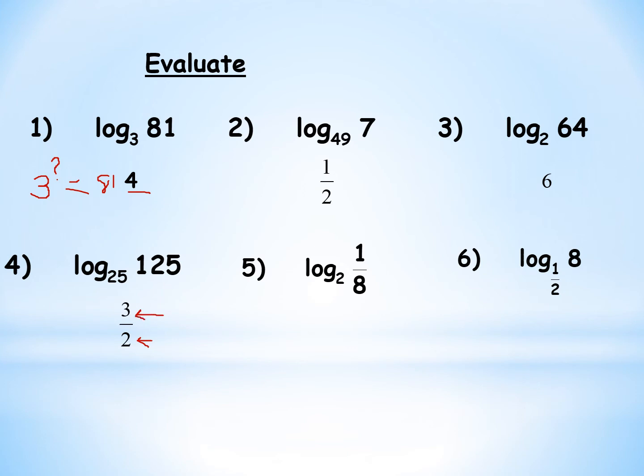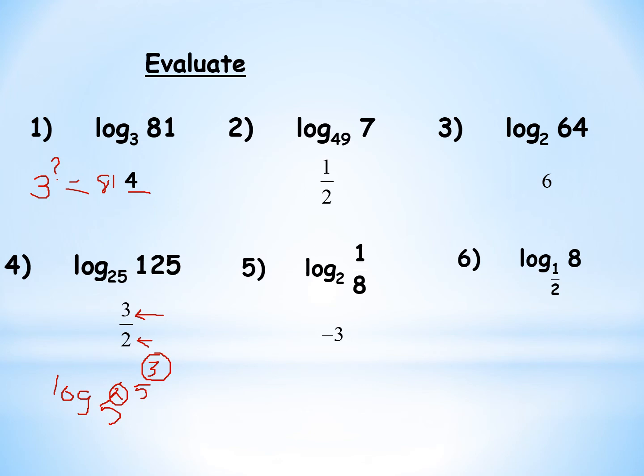Another way to do these is to write it in its base form. So you can write this as log 5 squared, and then write 125 as 5 to the 3rd. I'm not writing it very well, but I think you get the idea. And then your answer will always be this divided by this, so 3 over 2.